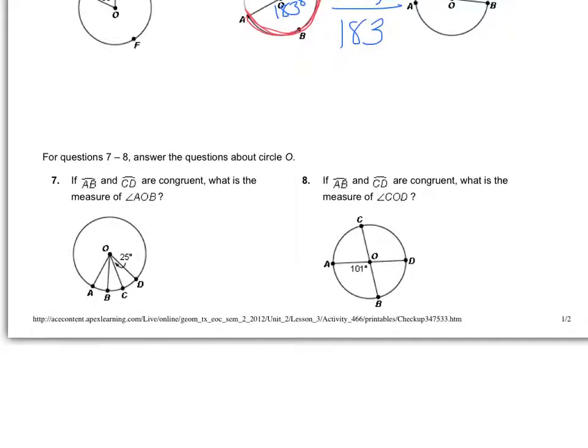Number 7 says AB and CD are congruent. So AB is congruent to CD, and it wants to know the measure of AOB. That's the angle made connecting A to O to B. Well, if they're congruent and this piece is 25, then this piece must also be 25.